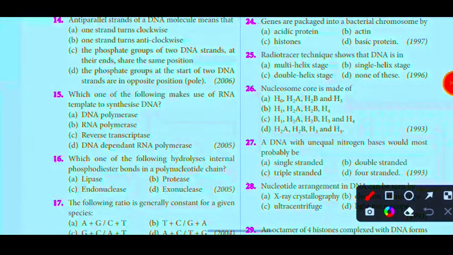The next question, that is 15th one, is which one of the following makes use of RNA template to synthesize DNA? Option A, DNA polymerase, option B, RNA polymerase, option C, reverse transcriptase, option D, DNA dependent RNA polymerase. The answer for this 15th question is C, that is reverse transcriptase.